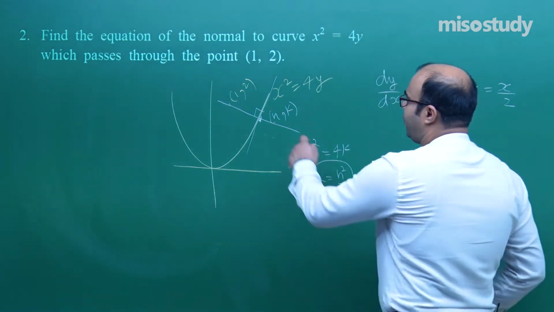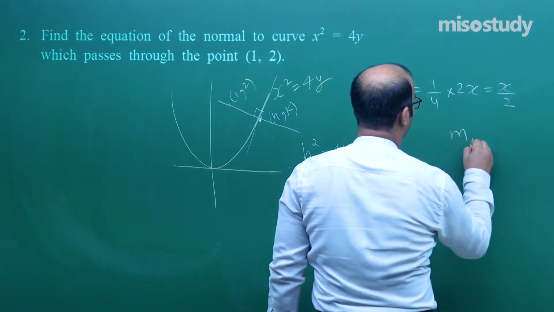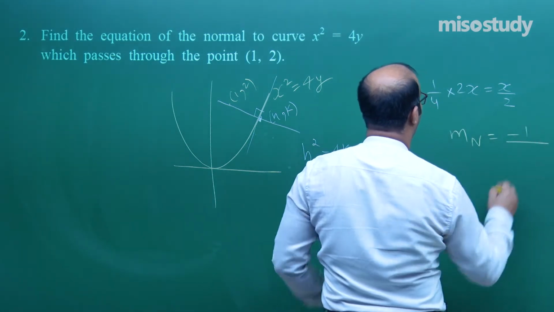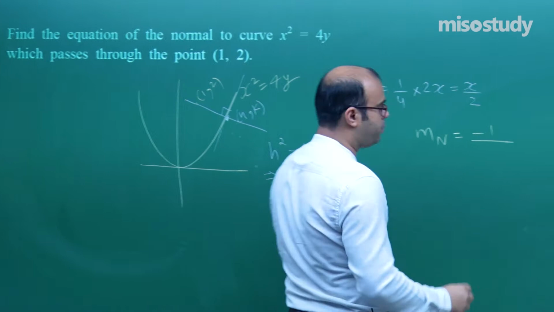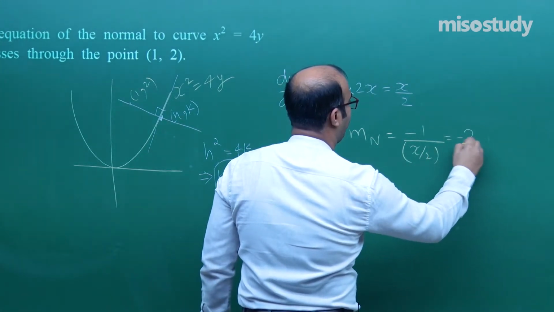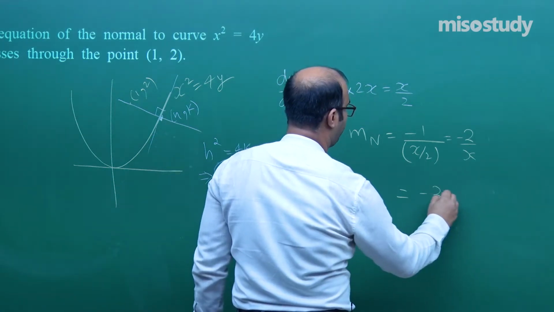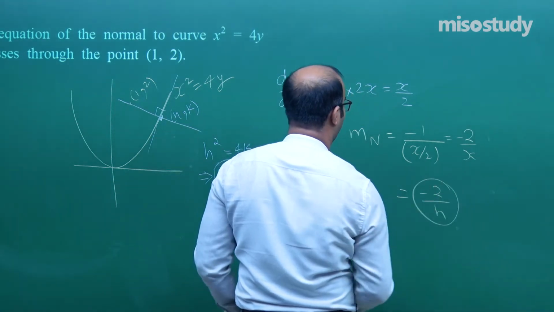Now the normal will have a slope which is minus 1 by the slope of the tangent, and the tangent slope is x by 2. So minus 1 by x by 2, that is minus 2 by x. And what is x? x is h. So minus 2 by h. This is the slope of the normal.